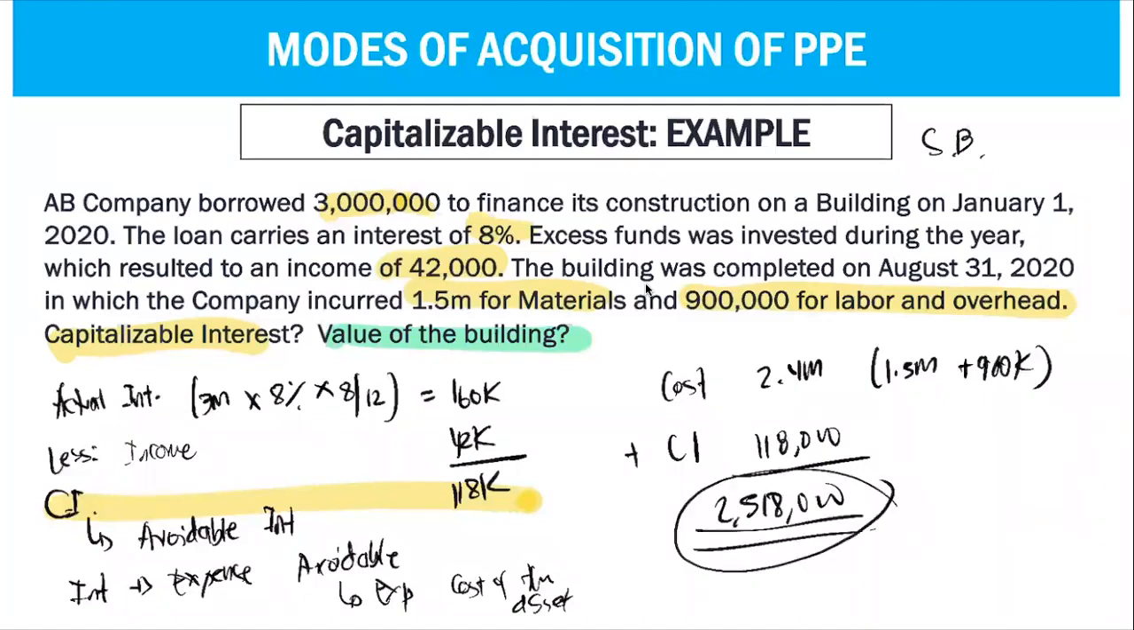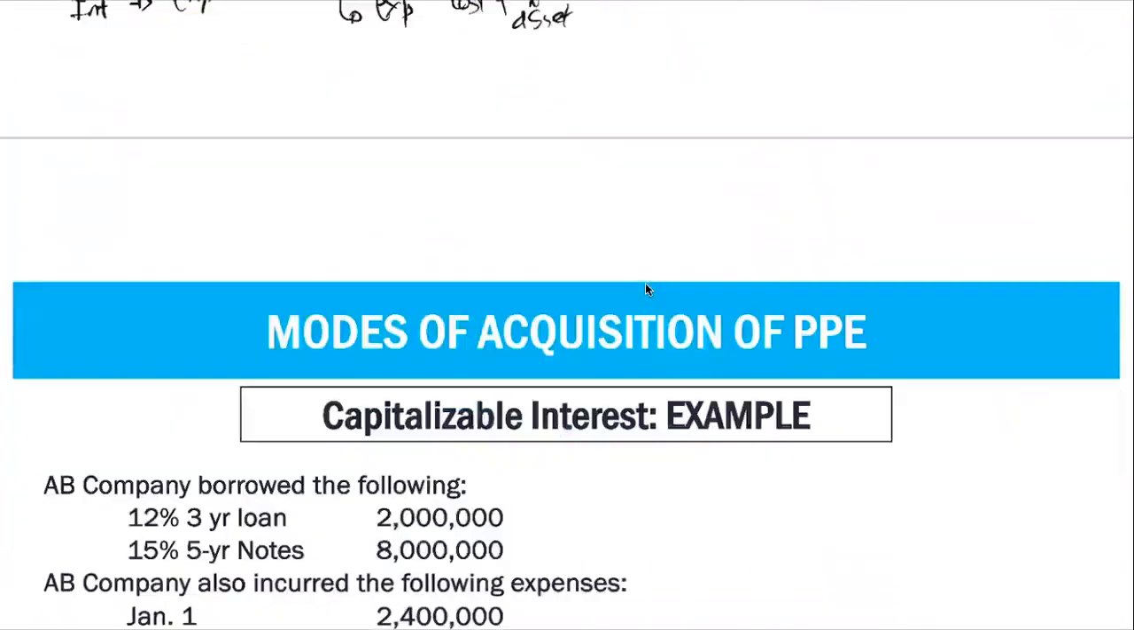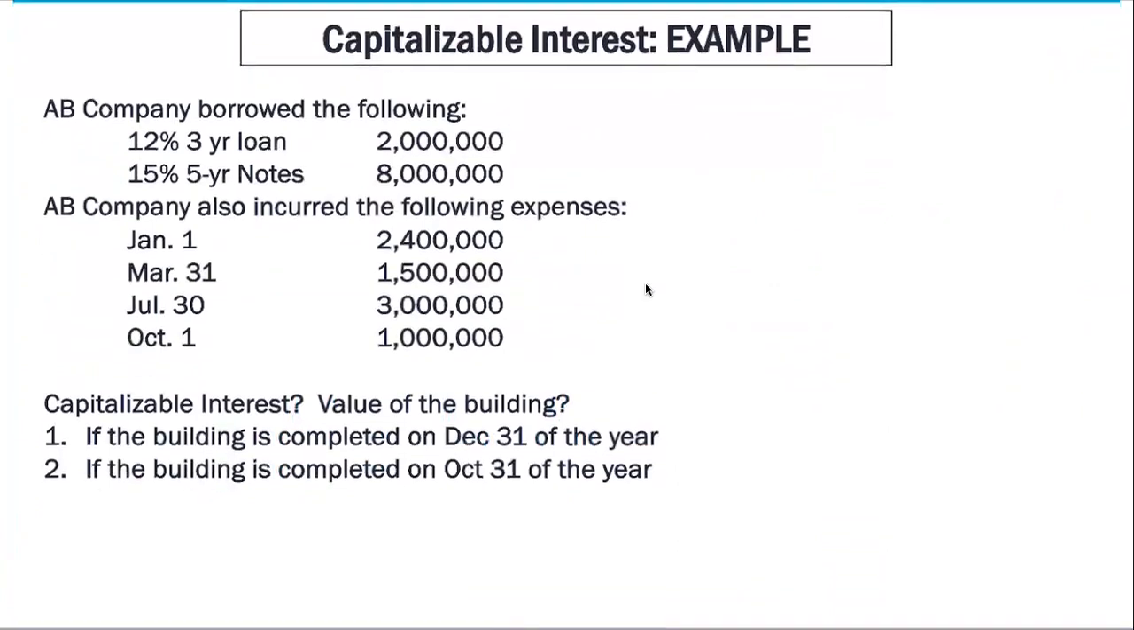Okay, so if that is self-construction, what is the cost of the property, plant, and equipment? It is equal to the cost of construction plus any capitalizable interest. Another example for general borrowing.